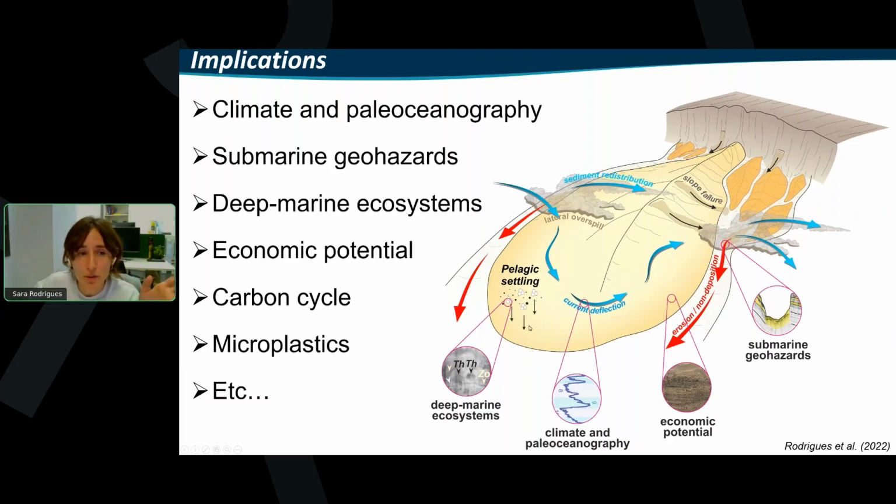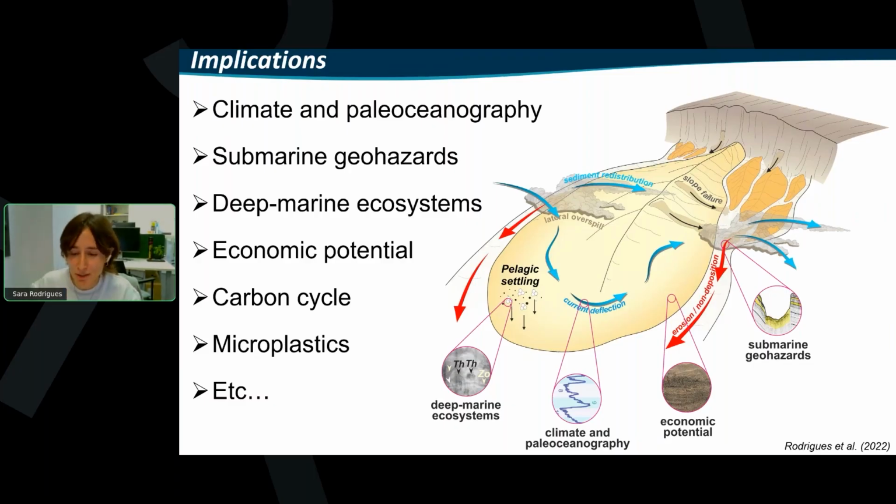For example, the occurrence of submarine geohazards could be more prone to occur in these systems in case there is more sediment accumulation. We should also consider the fact that they are important for deep marine ecosystems, because these currents could bring oxygen and other factors that are important for the macrofauna, but also for the economic potential, the carbon cycle, microplastics, and much more. In fact, during the last couple of years, I've heard many other factors to consider and many other applications for mixed systems than the ones that are mentioned here.